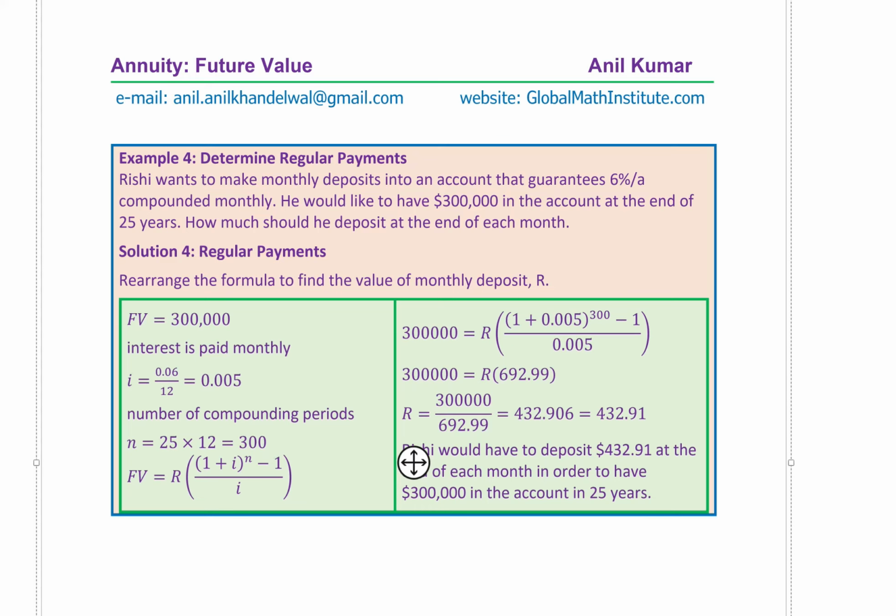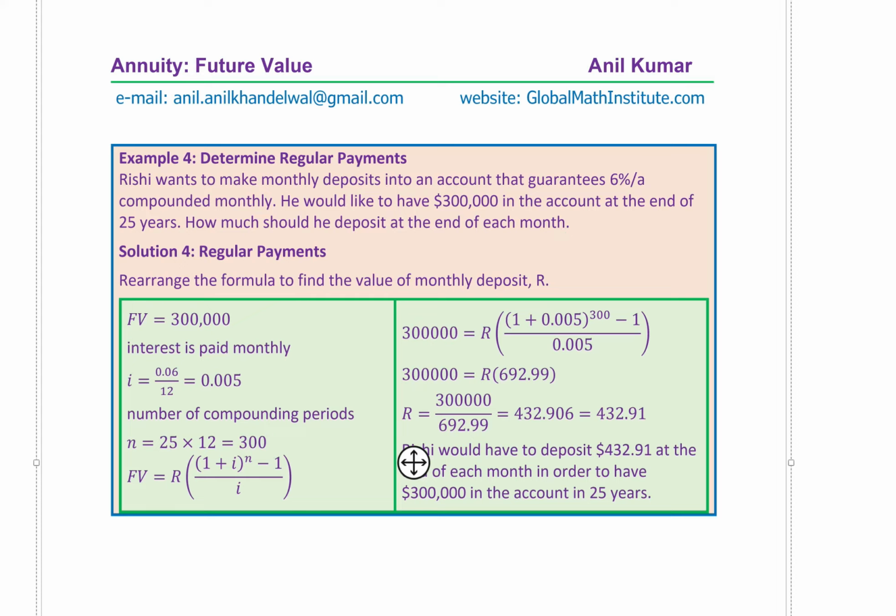Let's take another example here. In example 4, we'll recalculate the value of regular deposits, this time knowing what the other parameters are. The question here is: Rishi wants to make monthly deposits into an account that guarantees 6% per annum compounded monthly. He would like to have 300,000 in the account at the end of 25 years. How much should he deposit at the end of each month?